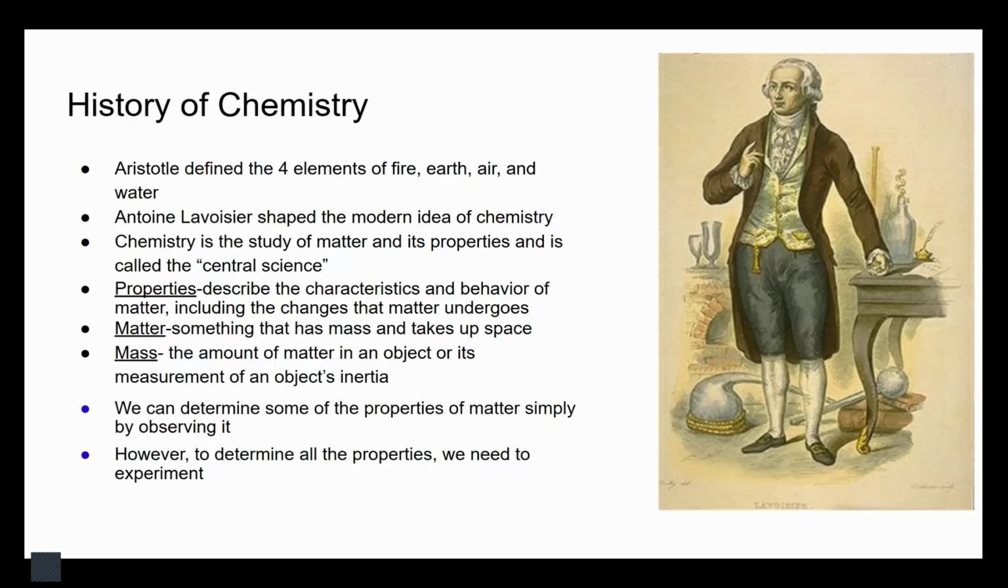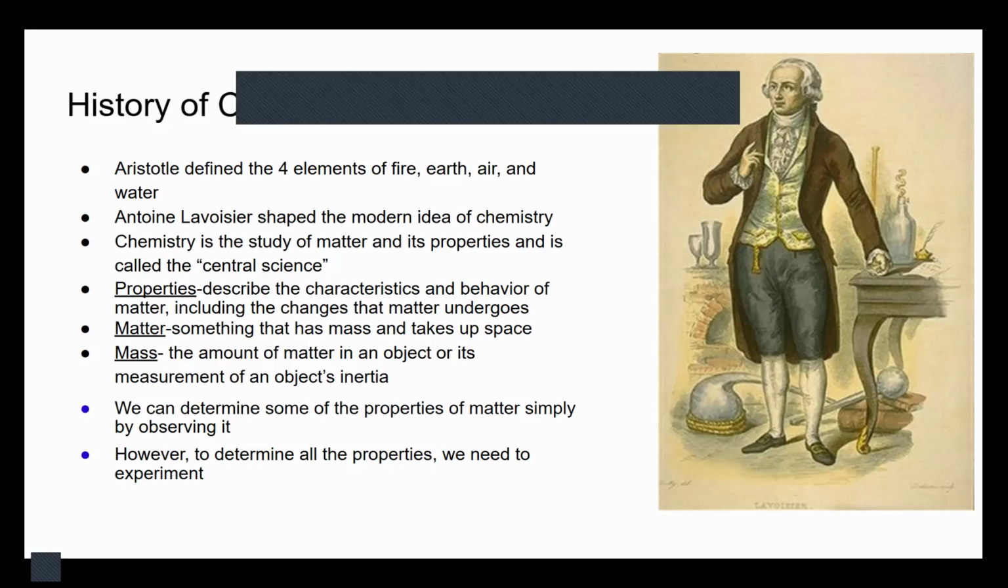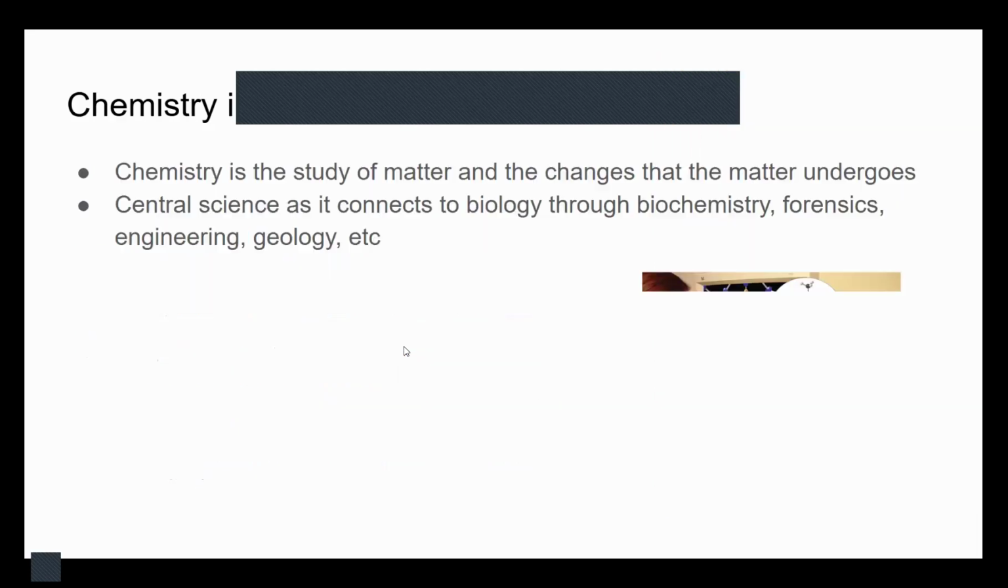Properties describe the characteristics and behavior of matter, and that includes the changes that matter undergoes. Matter is something that has mass and takes up space. So then what's mass? Mass is the amount of matter in an object or its measurement of an object's inertia. We can determine some of the properties of matter just simply by observing it. But to determine the properties, we need to actually experiment.